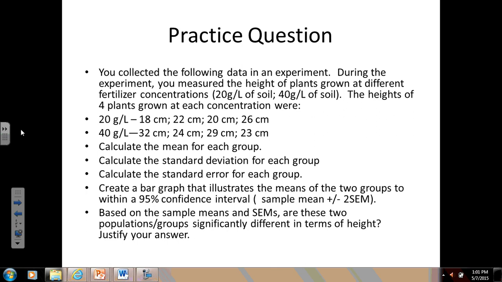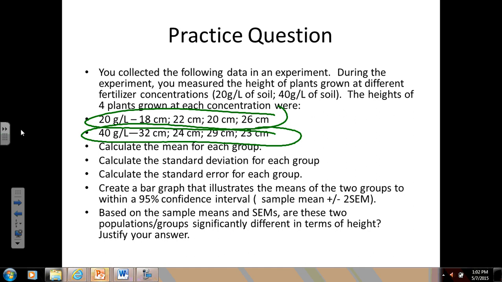We're looking at 2 different concentrations of fertilizer, 20 and 40 grams per liter. We measured 4 plants grown at each concentration. So these are our samples, right? This is sample 1, sample 2. When you're doing this kind of statistics stuff, you pretty much always need to calculate what first?